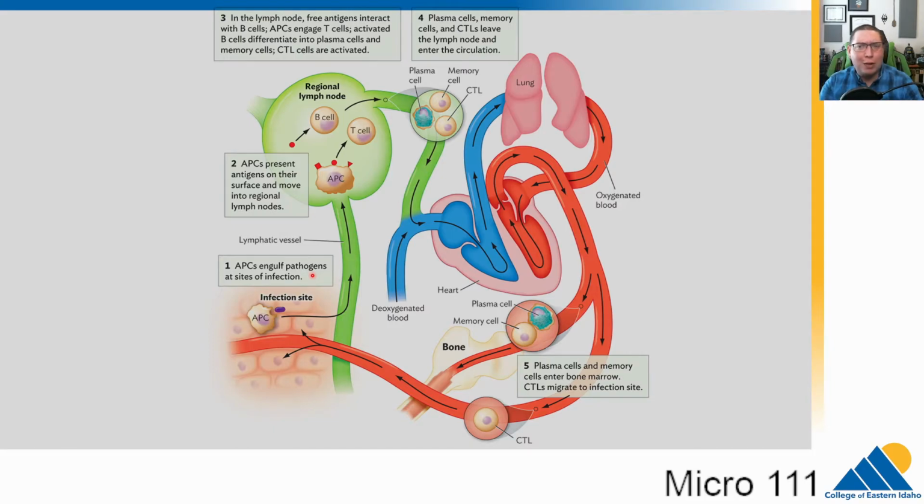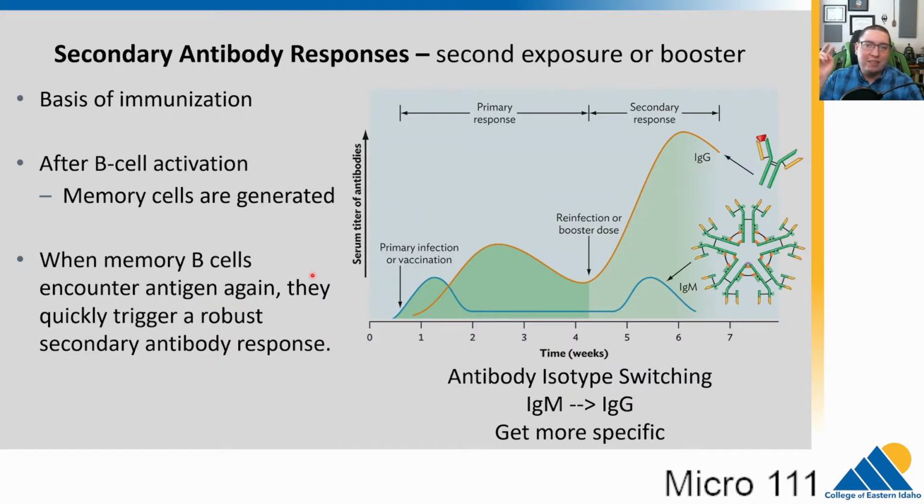Those memory cells are key, though, because the second time we encounter the pathogen, or if we're talking about vaccination, when we get a booster dose, something interesting happens. Right here, it took at least a week to switch over to IgG. When we encounter something the second time, right here, you will notice that almost instantly, within a day, we start producing tons of IgG. That is because we already have our memory cells produced.